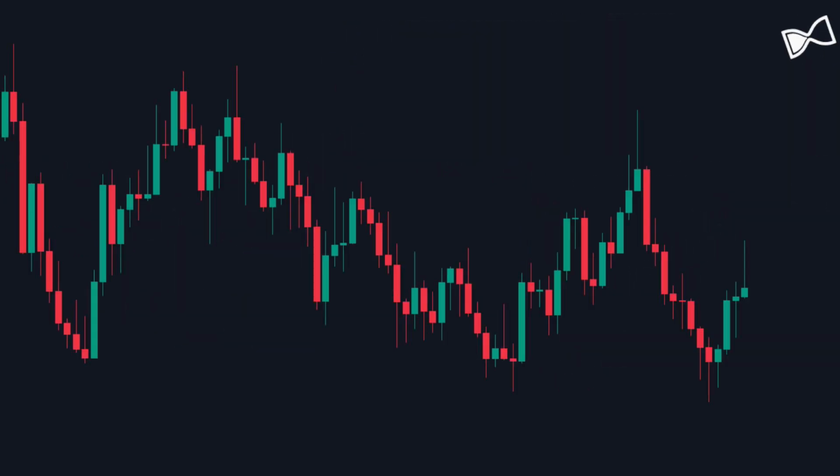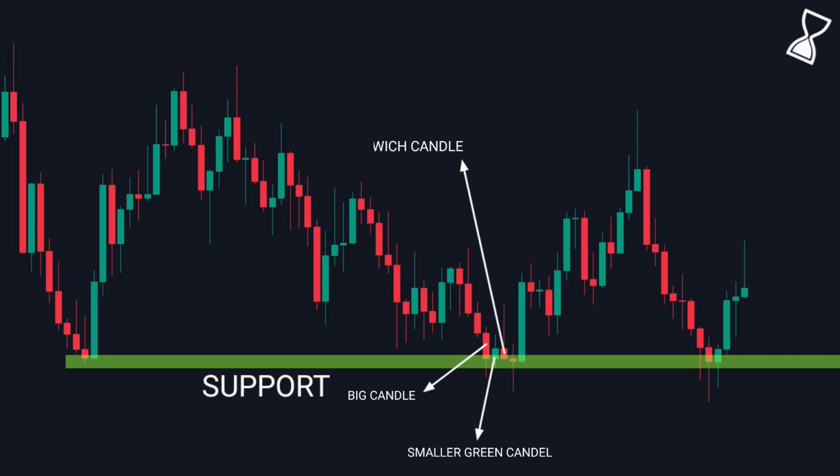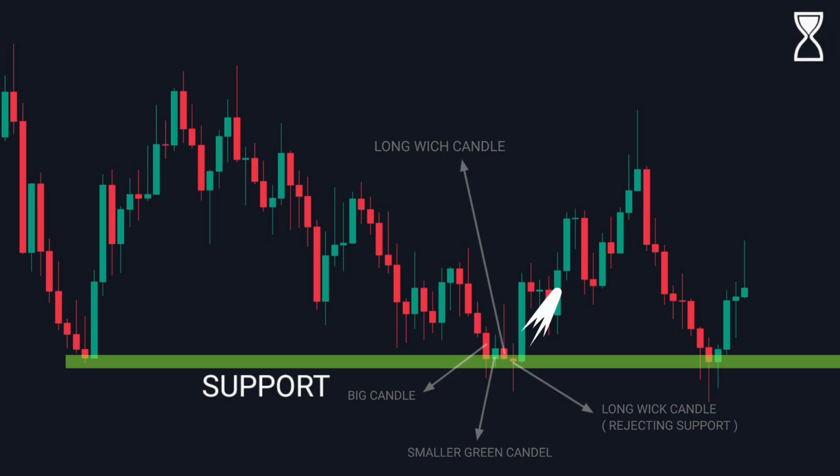Here is the next chart. We look left and have a clear level of support here. As price comes down here again, we have a big candle, a smaller green candle, a candle showing the upwards buying pressure, and then a beautiful long wick smaller candle, rejecting support before price took off upwards.